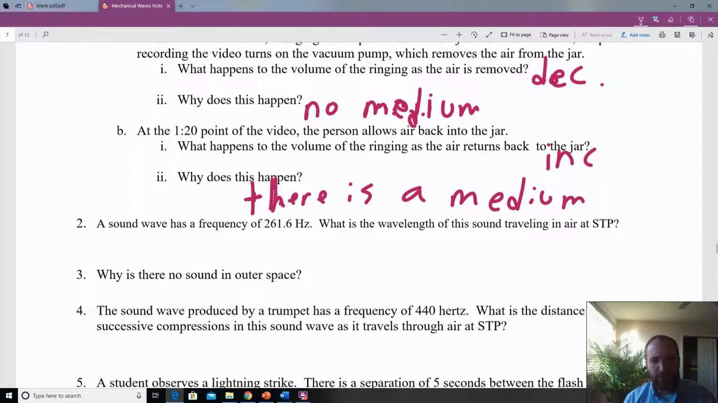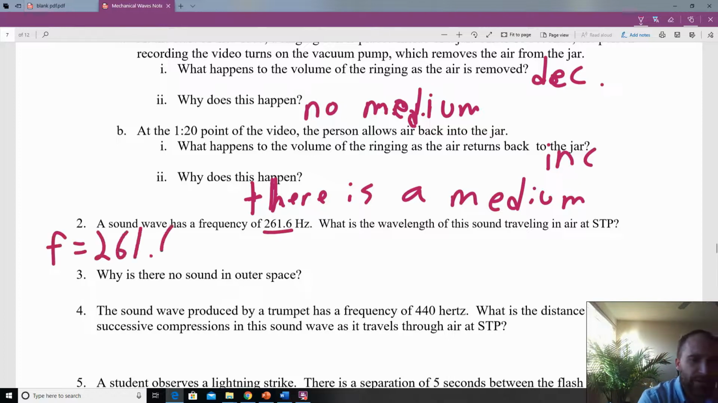We'll do number 2 because that's a good calculation one, and then I want you to try the rest on your own. Sound has a frequency of 261.6 hertz. So I'm just going to write this on the side. F equals 261.6 hertz. What is the wavelength? So we're solving for lambda. Lambda equals question mark. Of this sound at STP.